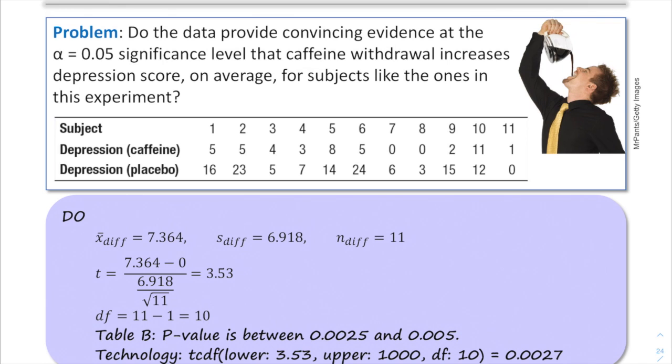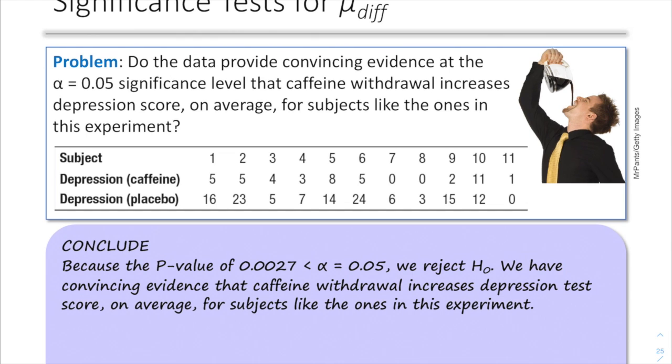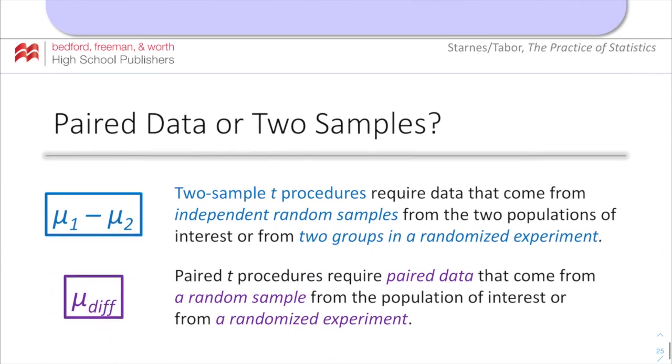Okay, so once you have that difference data, then you can find all the necessary summary statistics to then find your t-value, your degrees of freedom, and then your p-value. So because the p-value is less than alpha, we reject. We have convincing evidence that the caffeine withdrawal increases depression test score on average for subjects like the ones in this experiment.